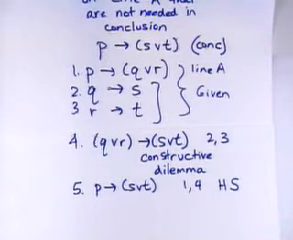So we followed our rules for direct proof by looking at what we wanted to prove, which was P implies S or T, finding a line that looked like it, P implies Q or R, and then we figured out a strategy to get rid of Q or R. And that brought in S or T for us in this proof. Okay? There are other ways to do this.